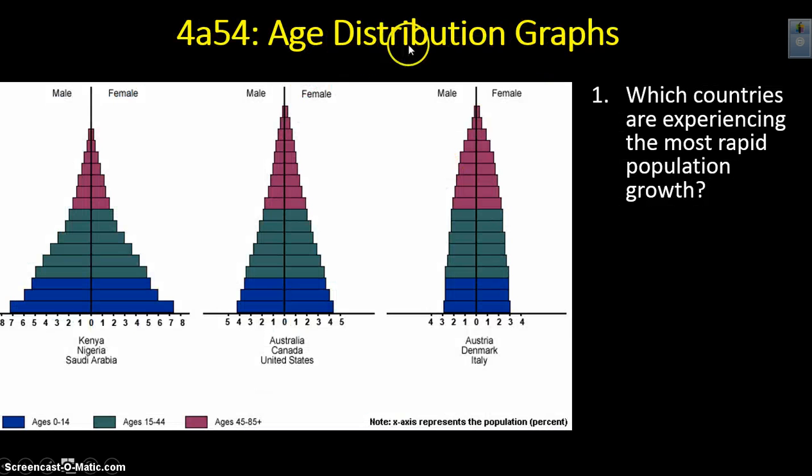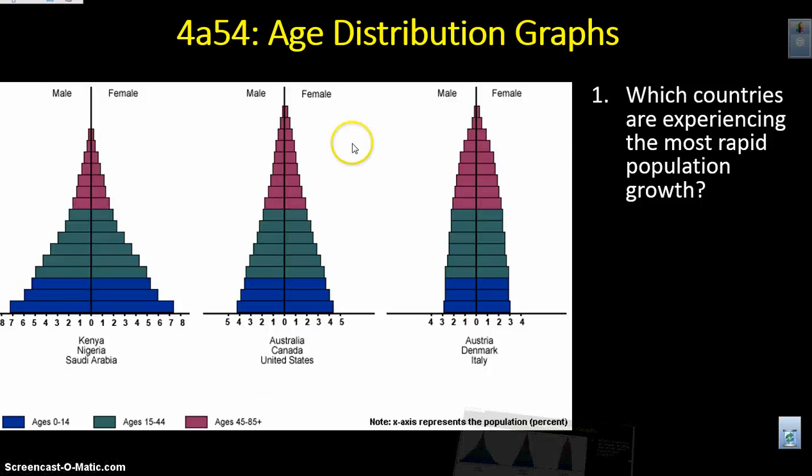These are called age distribution graphs, and they describe the ages of the individuals in a population. So you can see we have three here that represent three countries: Kenya, Nigeria, Saudi Arabia. Over here we have places like Australia, Canada, the US, and Austria, Denmark, and Italy over here. The first question asks, which countries are experiencing the most rapid population growth?